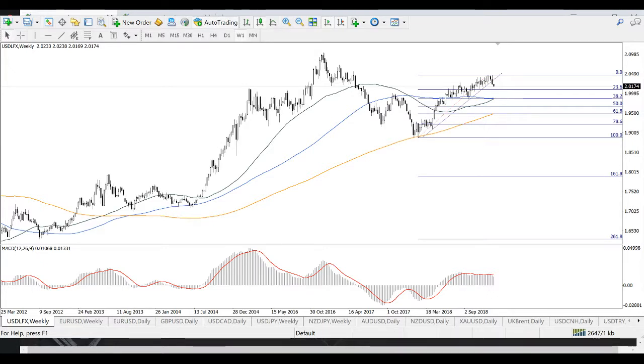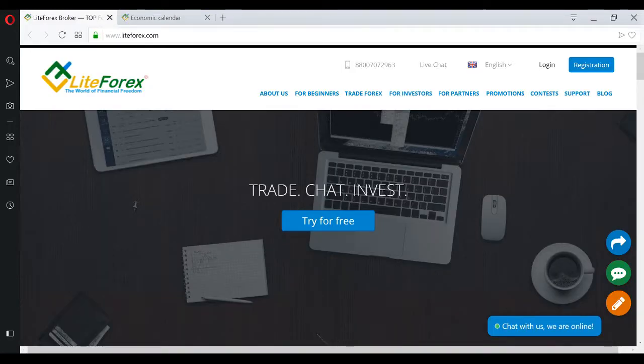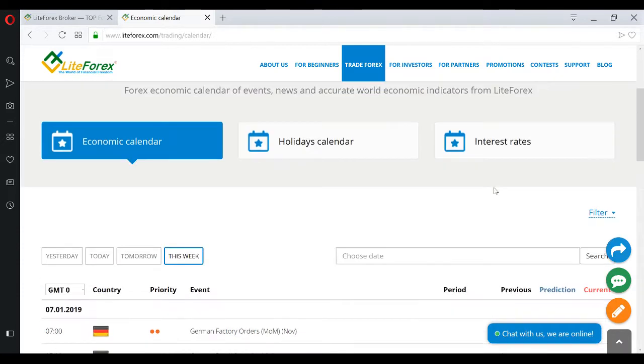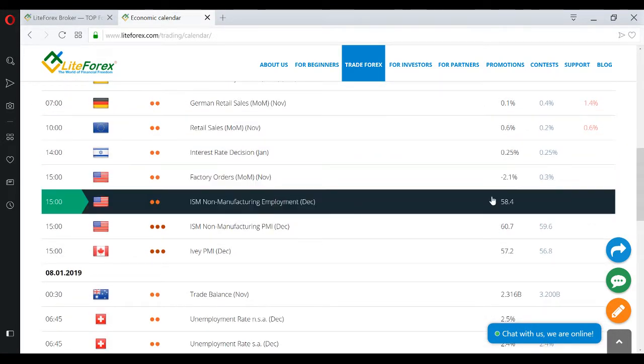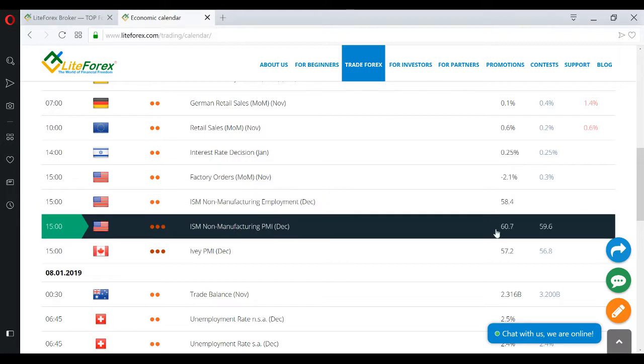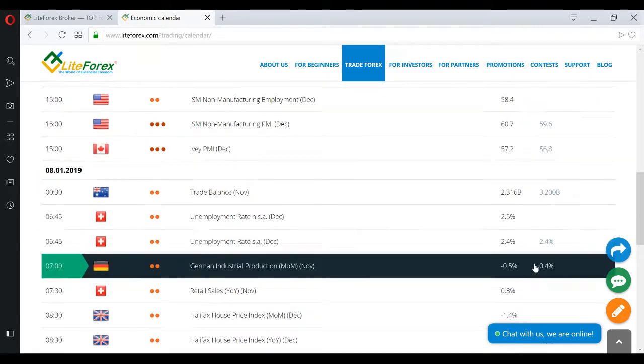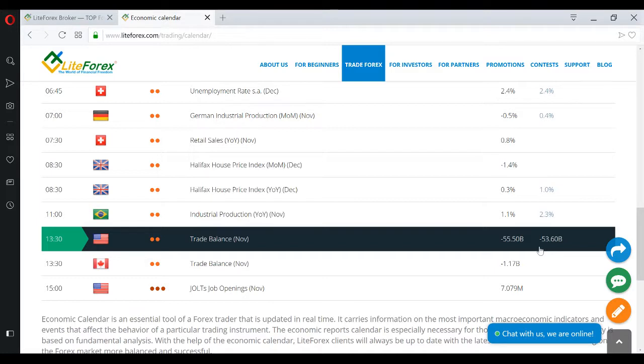Let's now see what is on the agenda and check the economic calendar at LiteForex.com. This week, I'd like to point your attention to the release of US ISM Services PMI late on Monday. On Tuesday, there will be a release of the Canadian trade balance, and on Wednesday, there will be a meeting of the Bank of Canada. The central bank is expected to lift the interest rate from 1.75 to 2%, and it might be positive for the Canadian currency. So I suggest you check the currency pairs which have the Canadian dollar and see the opportunities to bet on the rise of the Canadian currency.